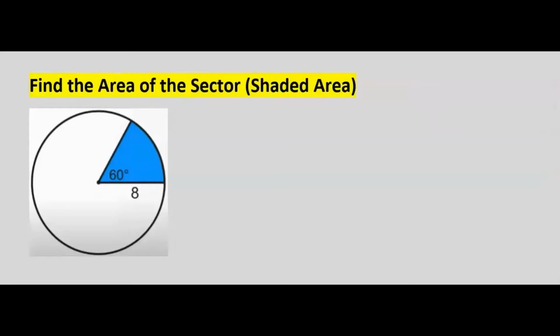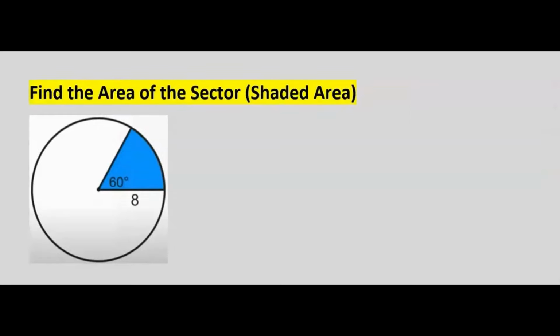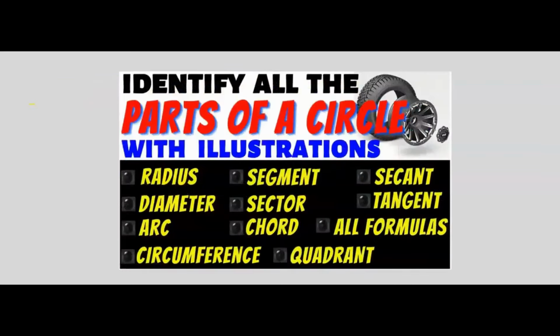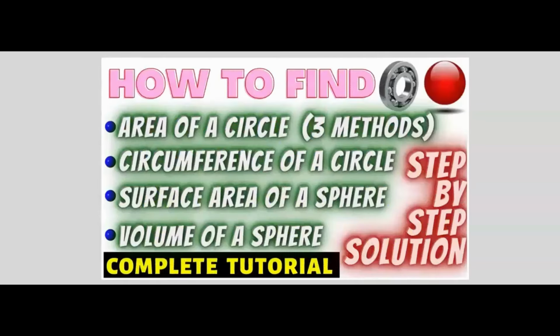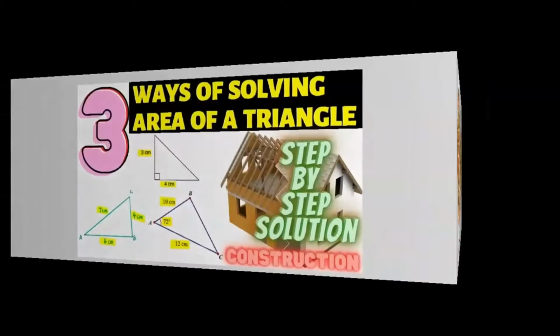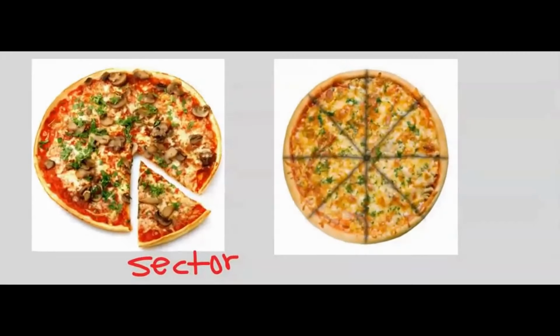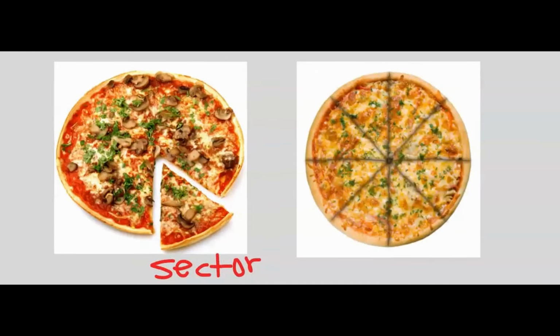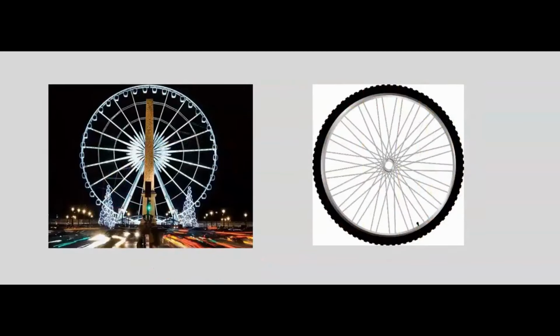The sector is the shaded area. Before we solve this problem, consider watching the following videos, especially on how to find the area of a triangle with a given angle. A sector is like a circle pizza shape. Apart from a slice of pizza, these are other real-life examples.